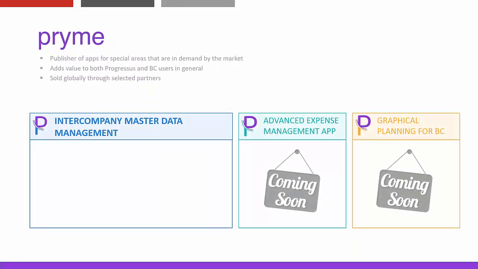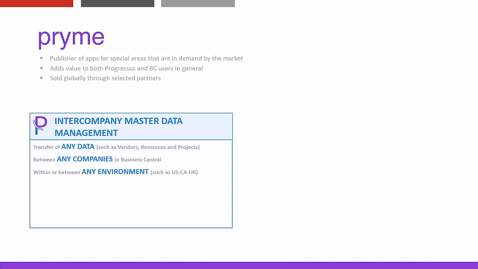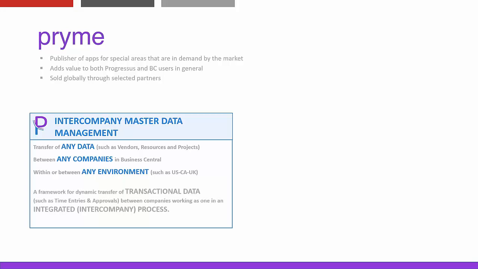So the focus of today is intercompany master data management. There are three things I would like you to remember after this session. When anyone asks you, that was a tricky name, what was it all about? Then you should be able to say, it's about transfer of any data between any companies within or between an environment. Because that's what it's all about. And now, as we can do that, we can also process transactional data between companies working as one in an integrated intercompany process. And this is actually quite unique.